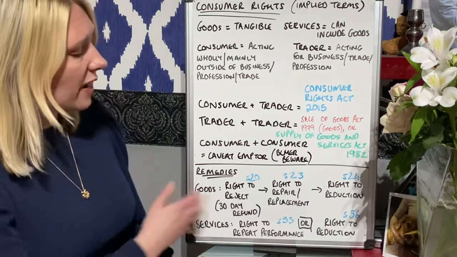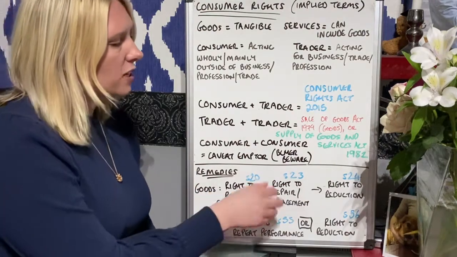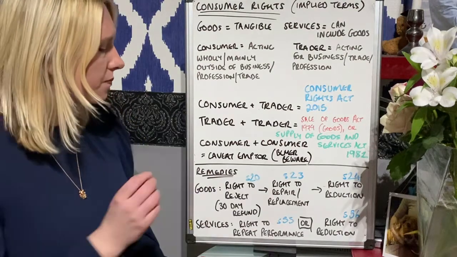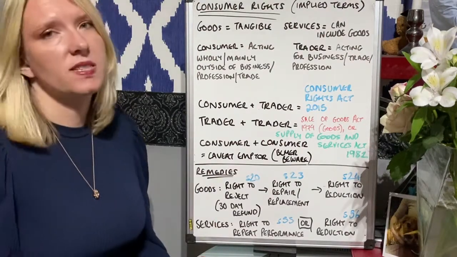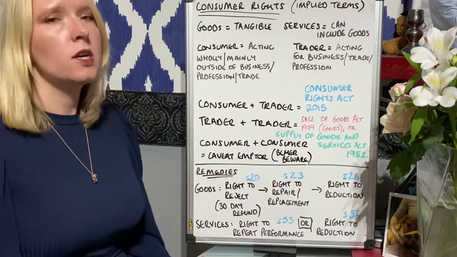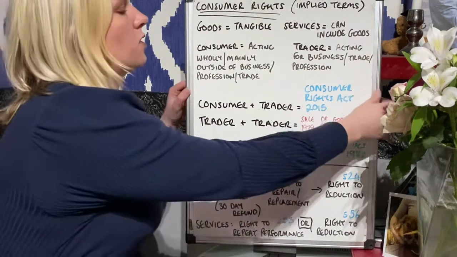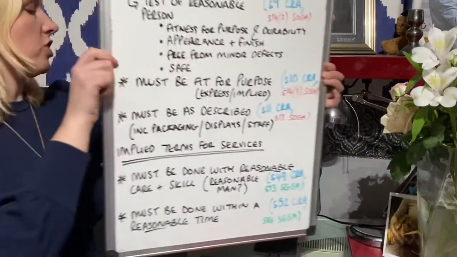So you've got the section numbers on here. Sections 20, 23 and 24 are the remedies relating to goods of the Consumer Rights Act. Sections 55 and 56 relate to services. Before you can get the remedy though, we have to look at whether the term has actually been breached, and breached just means broken.